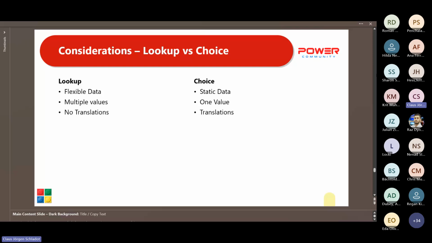The other option here is to work with lookups. So to have a table where you store these values. This allows you to be very flexible with your data. You can have lots of values inside. You can filter them. But the downside here is that you don't have a direct translation of these records, and you have to build other concepts if you have a multi-language system.